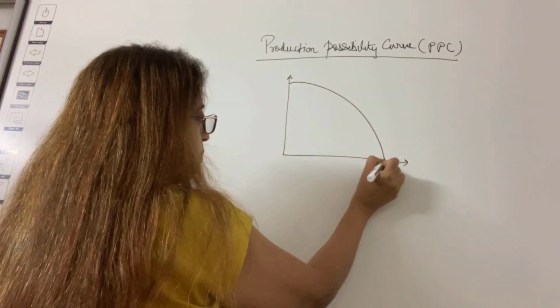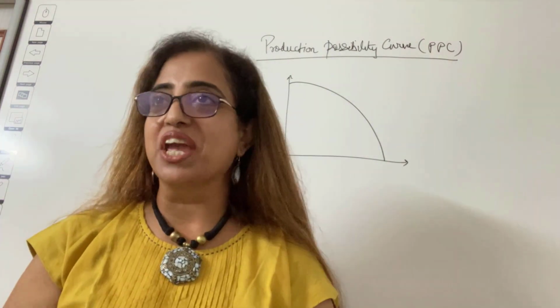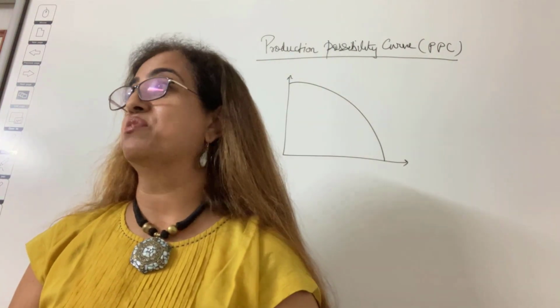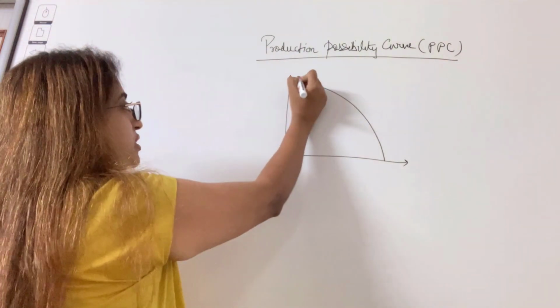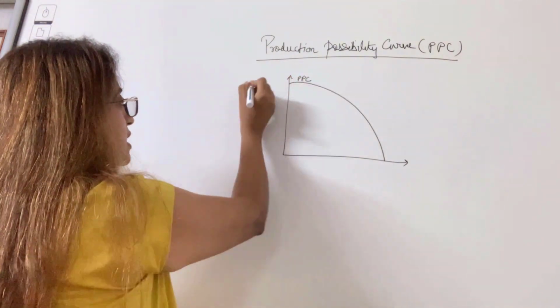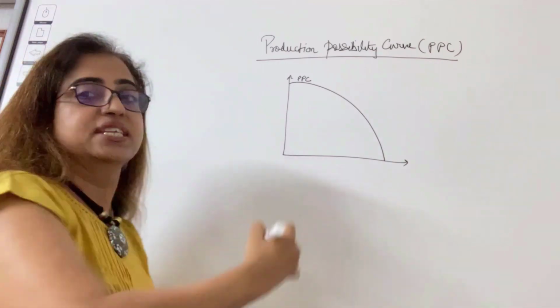What is the shape of PPC? What is this shape called? Concave or convex? It is concave to the origin. It has increasing opportunity cost. You will write here, represent here PPC, and on your y-axis and x-axis, what do you take?